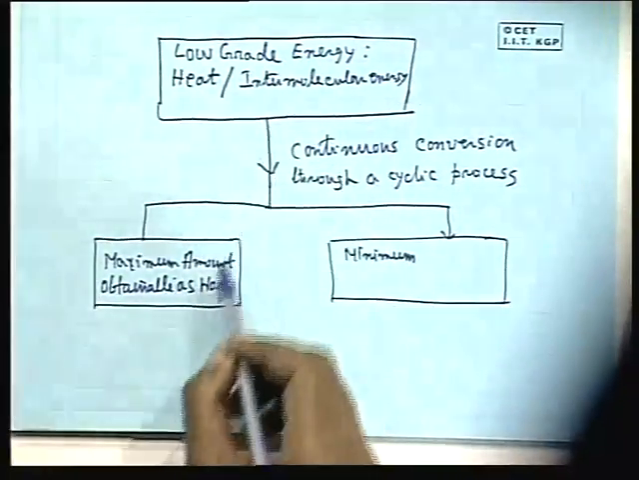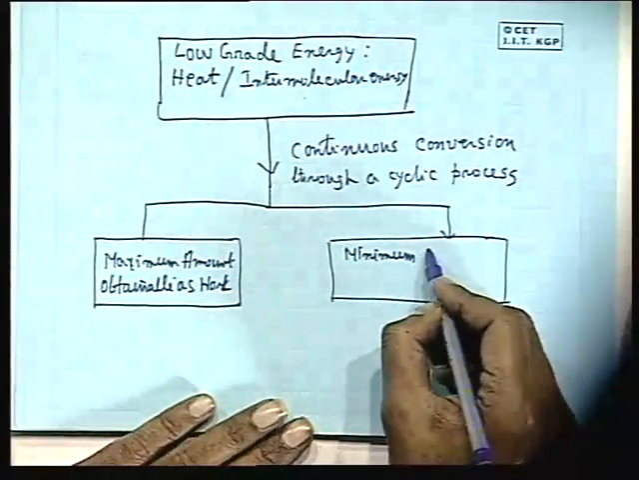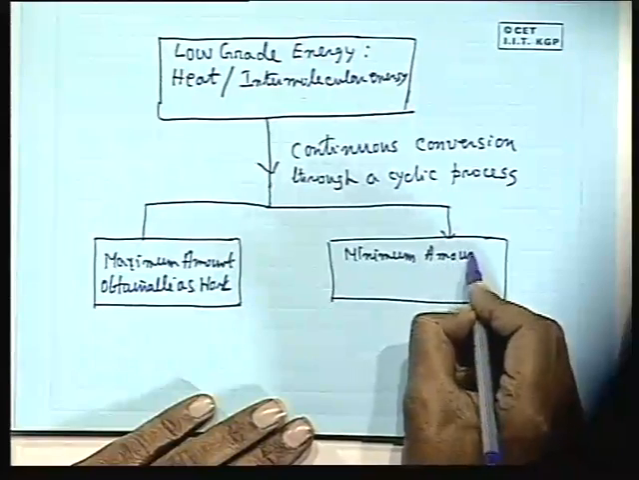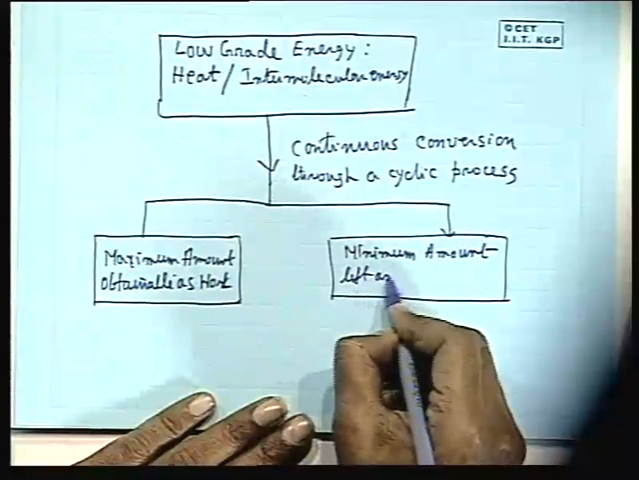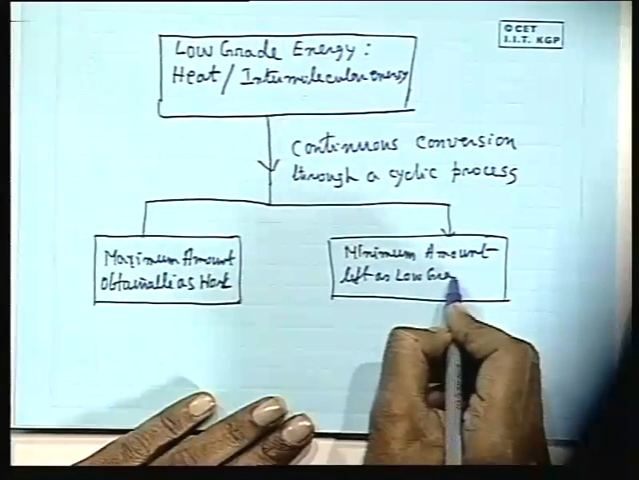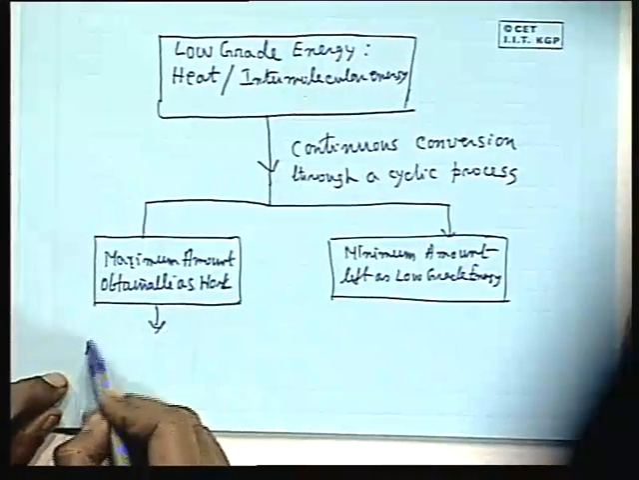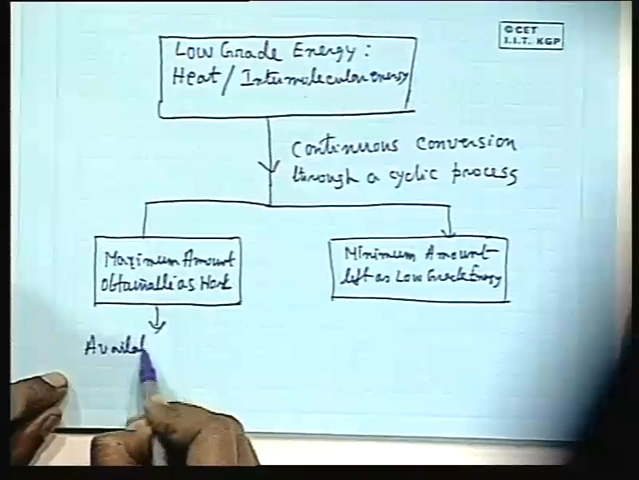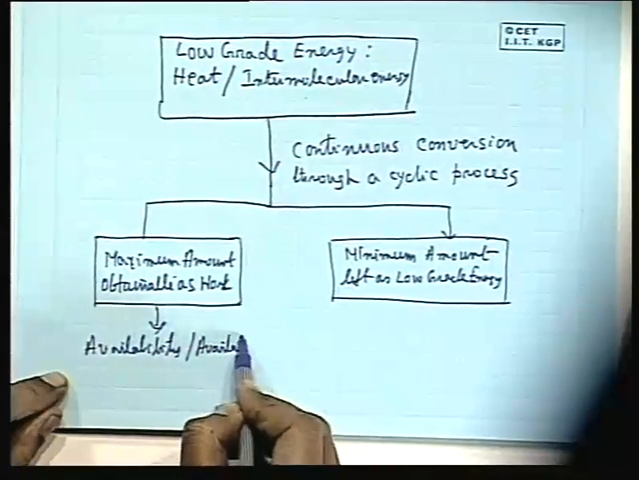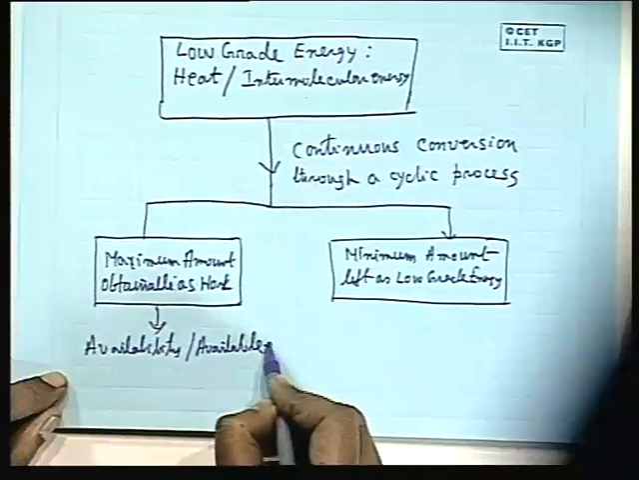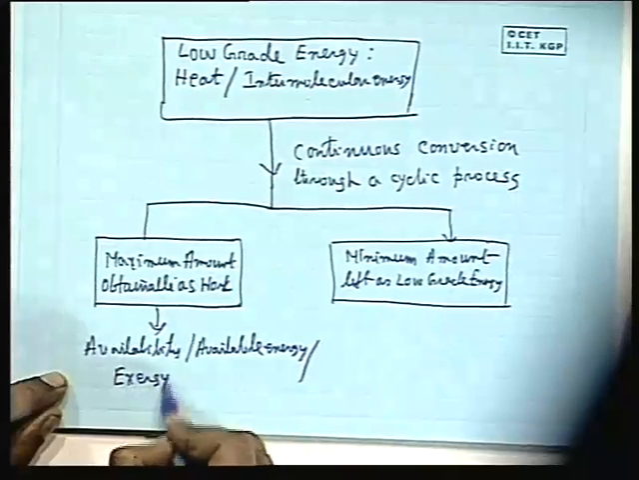When this obtainable work has a maximum, that means a maximum conversion is possible as work, which means automatically there is a minimum fraction or minimum amount left as what? Low grade energy. Very good. Left as low grade energy. And this we defined as availability, available energy or exergy of what? Of this energy.